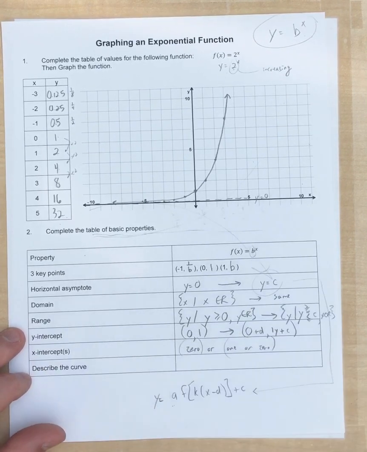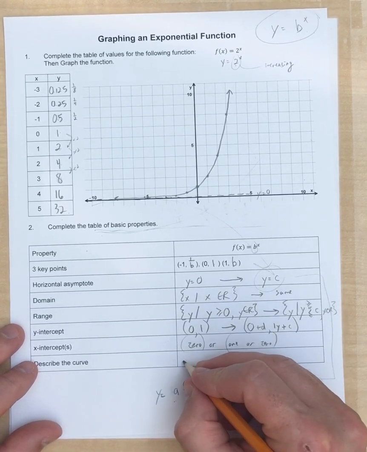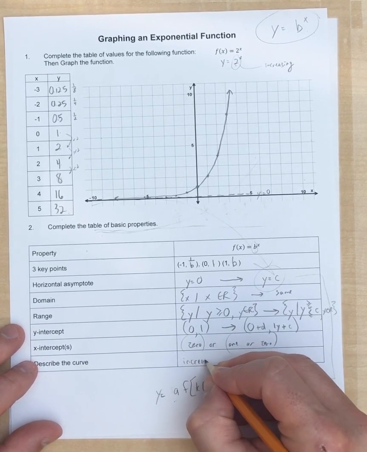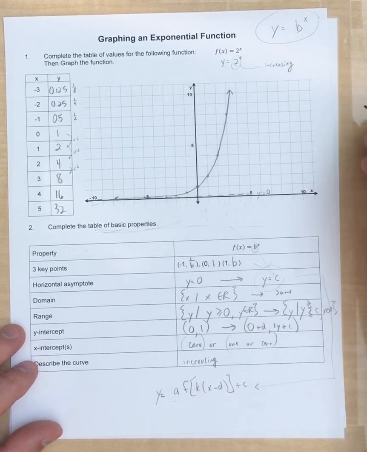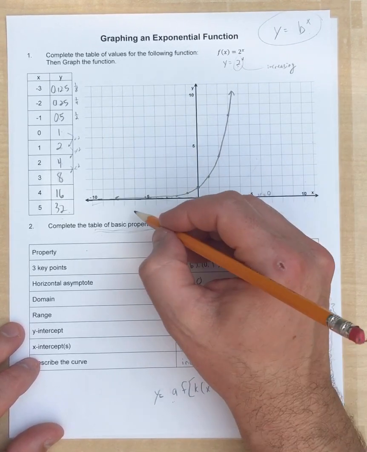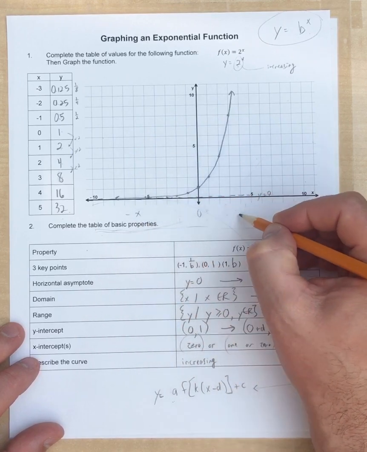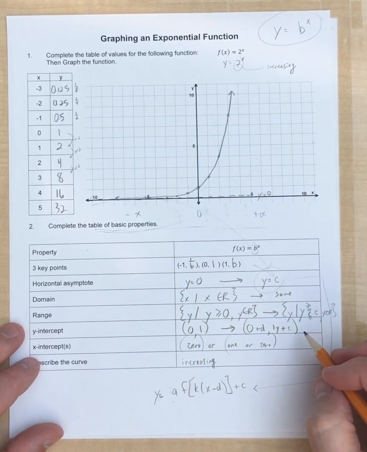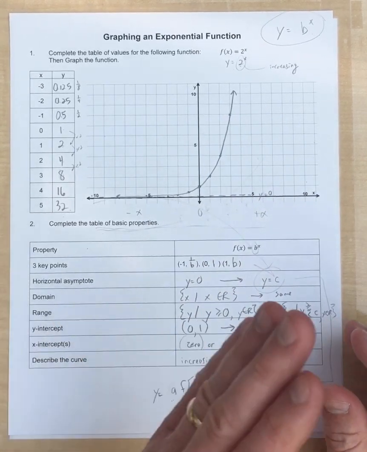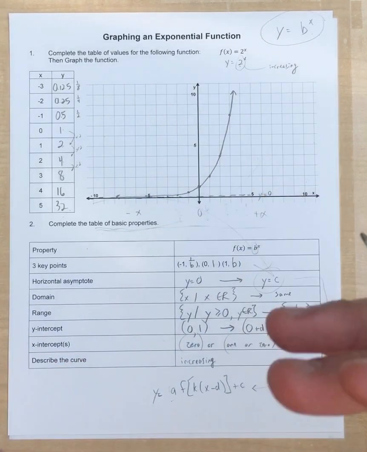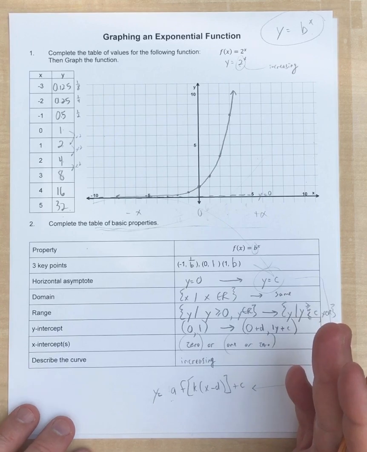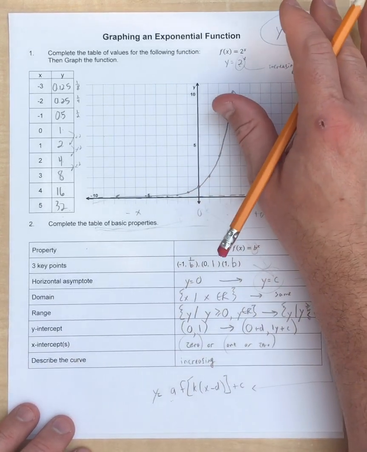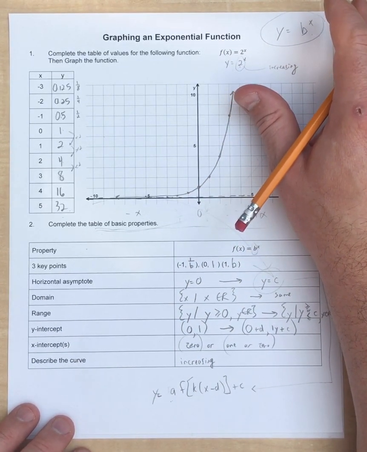Describing the curve, the best word to use is increasing. This is an example of an increasing function, y equals 2 to the x, because as you go from negative x to 0 to positive x, it's increasing. As x increases, y increases. That's why it's called increasing. It's not a linear increase, like a positive slope, but it is a positive increase. It's going to get bigger and bigger and bigger.